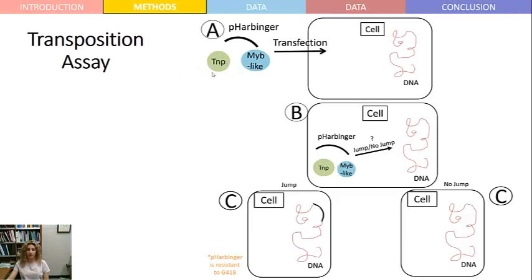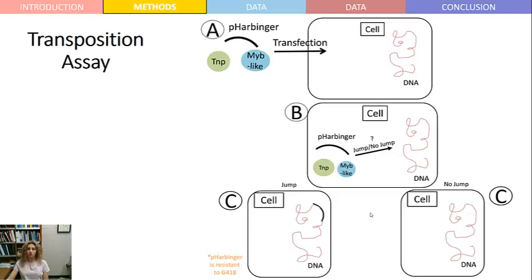Now this is our control, and we know that because our TNP has its nuclear export signal. So what we did is we inserted these plasmids into a cell. Now naturally the plasmid, our Harbinger, it's either going to jump and incorporate itself into the DNA of the cell, or it's not going to jump and it's not going to incorporate itself into the DNA of the cell.